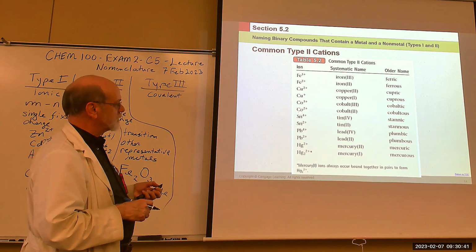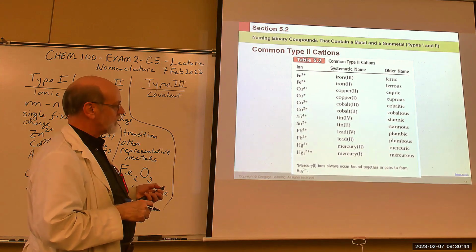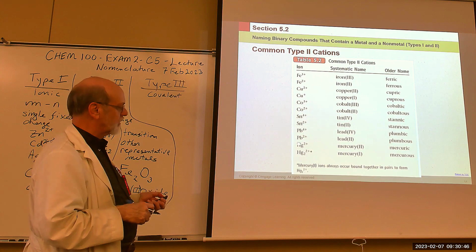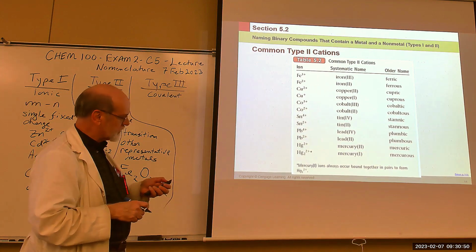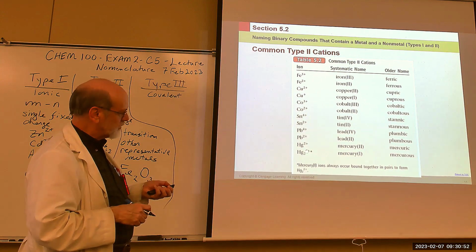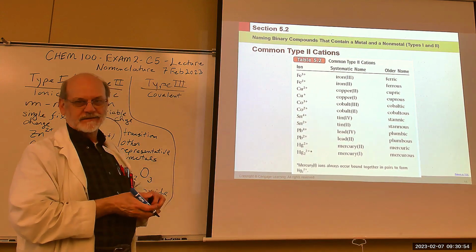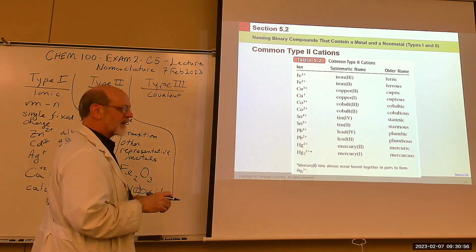Cobalt can have 2 charges. Tin can have a couple of charges. Lead can have a couple. Mercury can have 2 charges, but notice that that's a 2+ and that's a 2+. So why is that? Right? It's a funny thing about mercury.